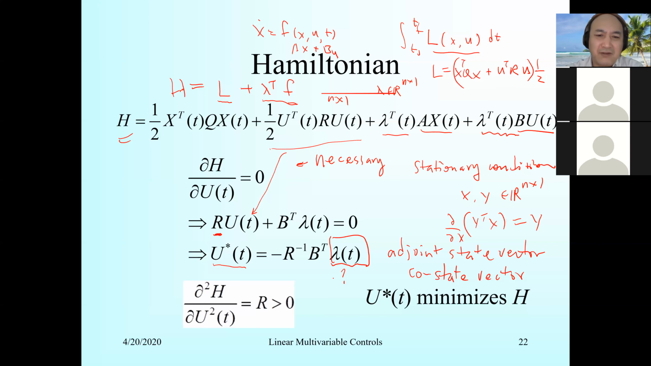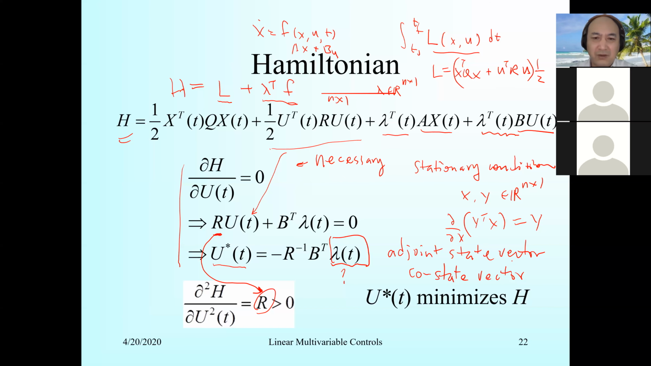Let's have a further look. This is a necessary condition and it's not sufficient yet. To check that it minimizes, we need to do the second partial. The second partial with respect to u leaves the R here. Because R is positive definite, therefore u star will minimize the H. That's from the Hamiltonian technique.